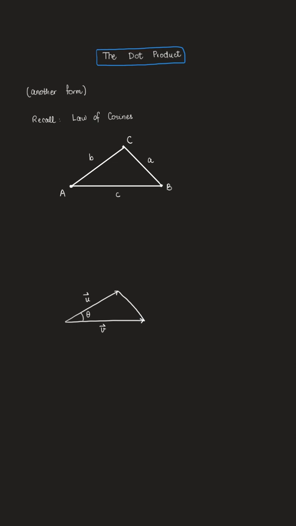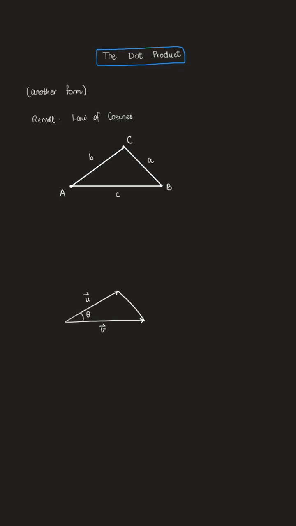In this video, we're going to develop another way of representing the dot product, another form of the dot product that will be really useful in finding the angle between two vectors and interpreting the meaning of the scalar that results from the dot product. So first, let's recall the law of cosines.